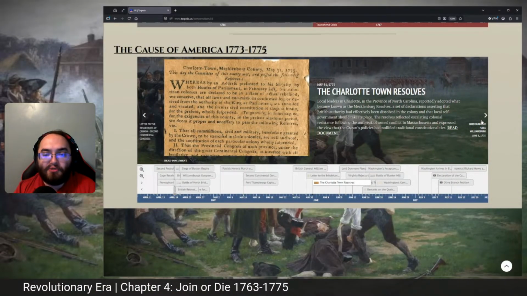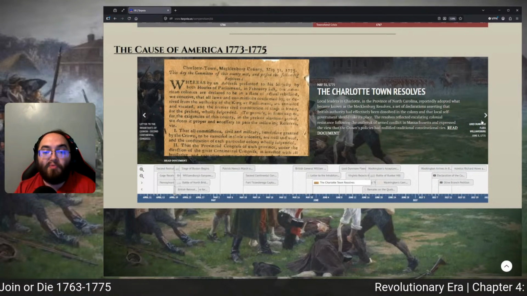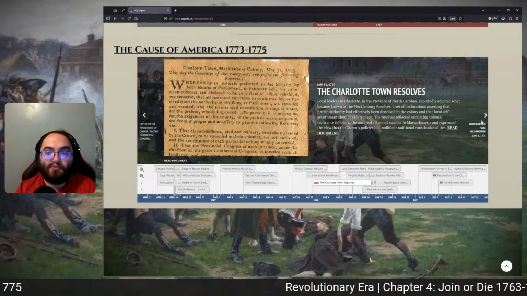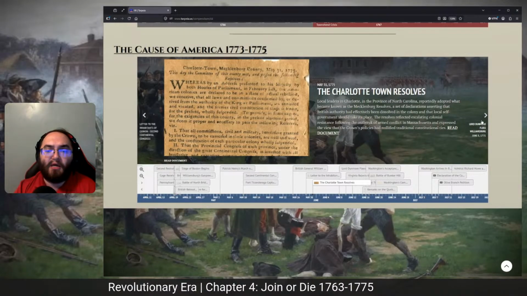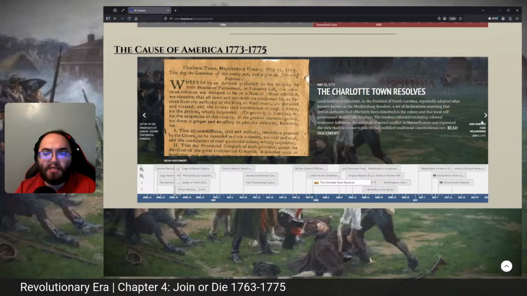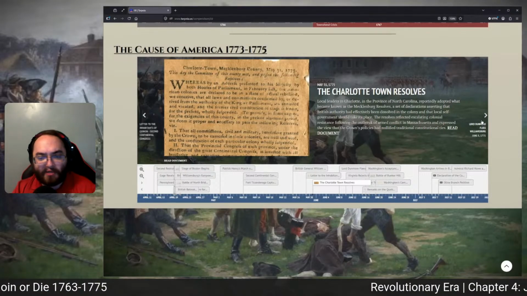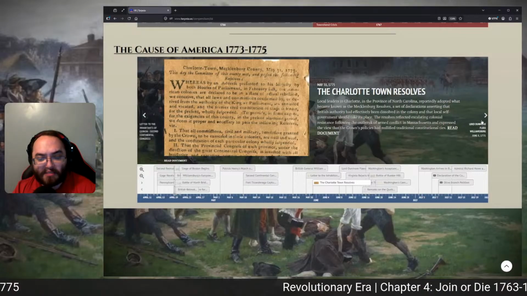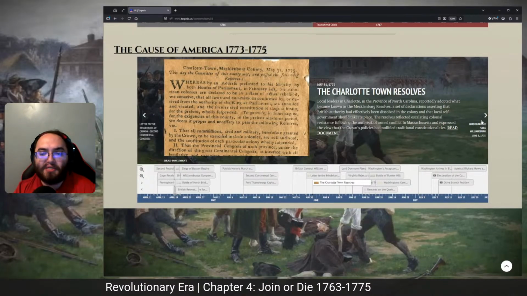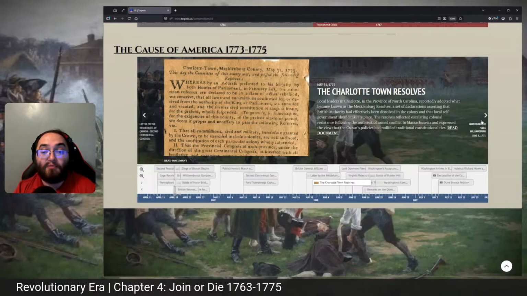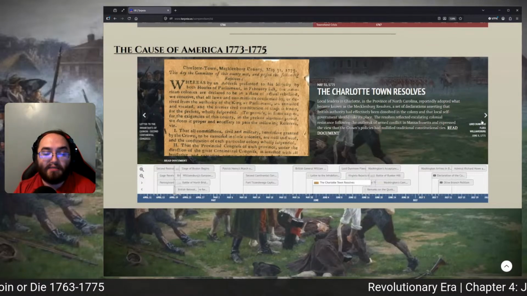You have the Charlottetown Resolves. Local leaders in Charlotte, in the province of North Carolina, reportedly adopted what became known as the Mecklenburg Resolves, or the Charlottetown Resolves, a set of declarations asserting that British authority had effectively been dissolved in the colony, and that local self-government should take its place. The resolves reflected escalating colonial resistance following the outbreak of the armed conflict in Massachusetts, and expressed the view that the Crown's policies had nullified traditional constitutional ties.